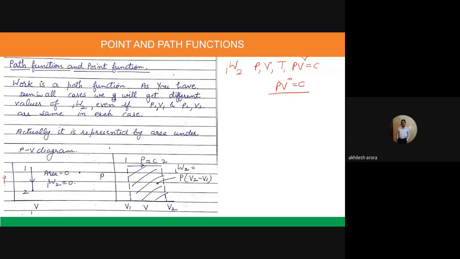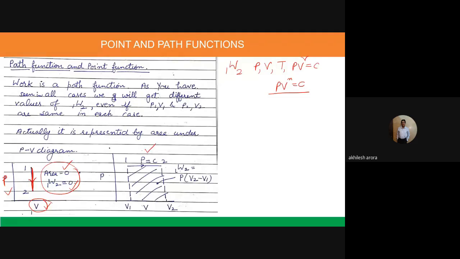This is the pressure and volume plot for the constant volume process. What is the area under this line? Is there any area under this line? There is no area under this line. Area is 0, so the value of W is 0. And you know, for a constant volume process, the work transfer is 0.